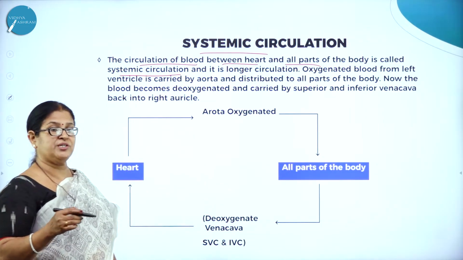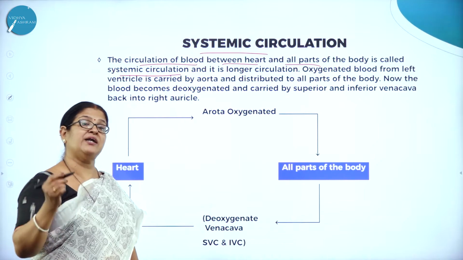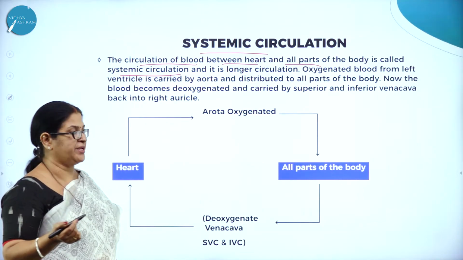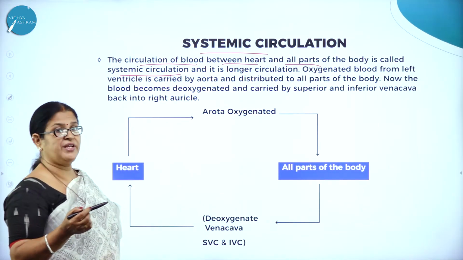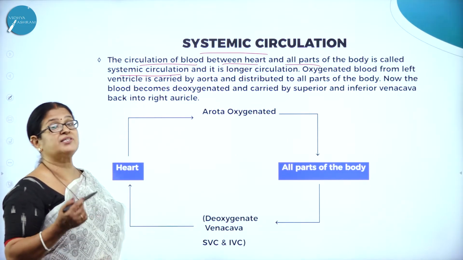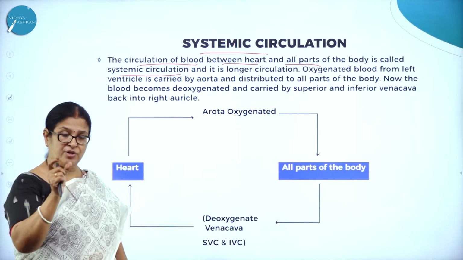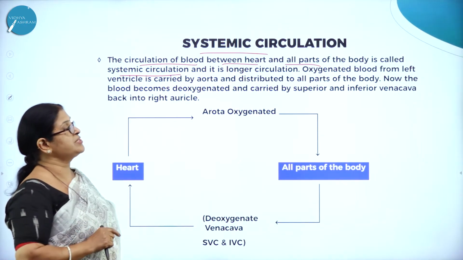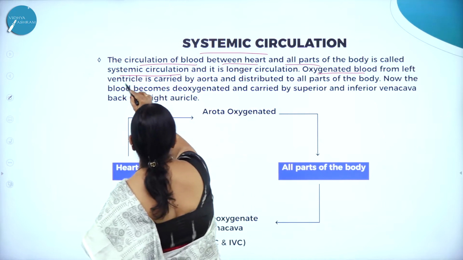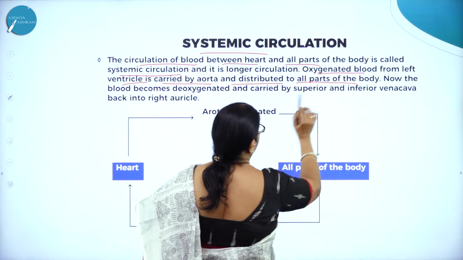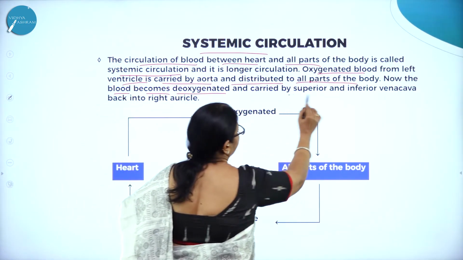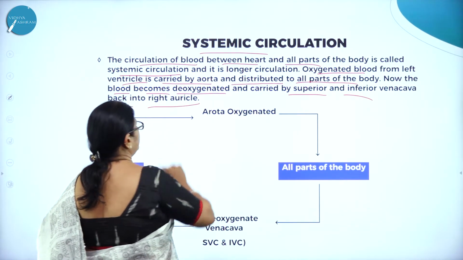What was pulmonary circulation? The circulation of blood between the heart and lungs. Pulmonary means something which has to do with the lungs. Here, the circulation of blood between the heart and all parts of the body is called systemic circulation, and it is a longer circulation, whereas the pulmonary circulation is of shorter duration. Oxygenated blood from the left ventricle is carried by the aorta and distributed to all parts of the body. Now, the blood becomes deoxygenated and is carried by the superior and inferior vena cava back into the right auricle.